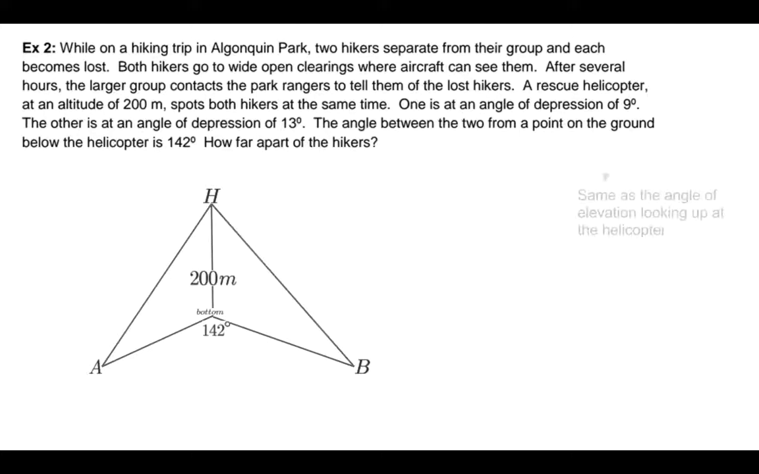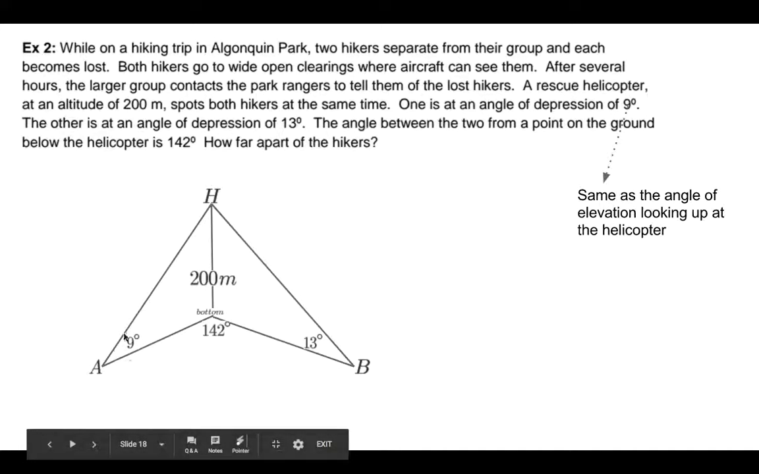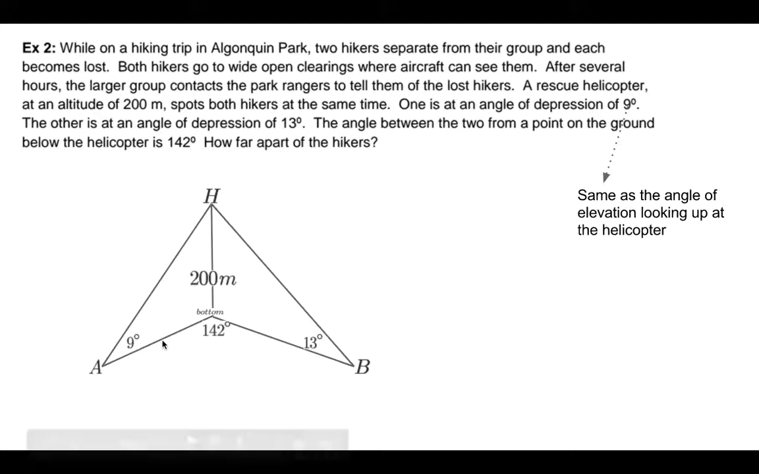The angle of depression is 9 degrees, which is actually the same if you think about looking out and looking down. The Z pattern tells us that that's the same. Just watch my cursor here. Looking straight out, parallel to A, into the air, and then looking down, that would be a 9-degree angle. So the 9-degree angle, just from the Z pattern, is also the same as the angle of elevation. Same with the 13 degrees. So those angles we actually know, and we're looking for the distance between the hikers.